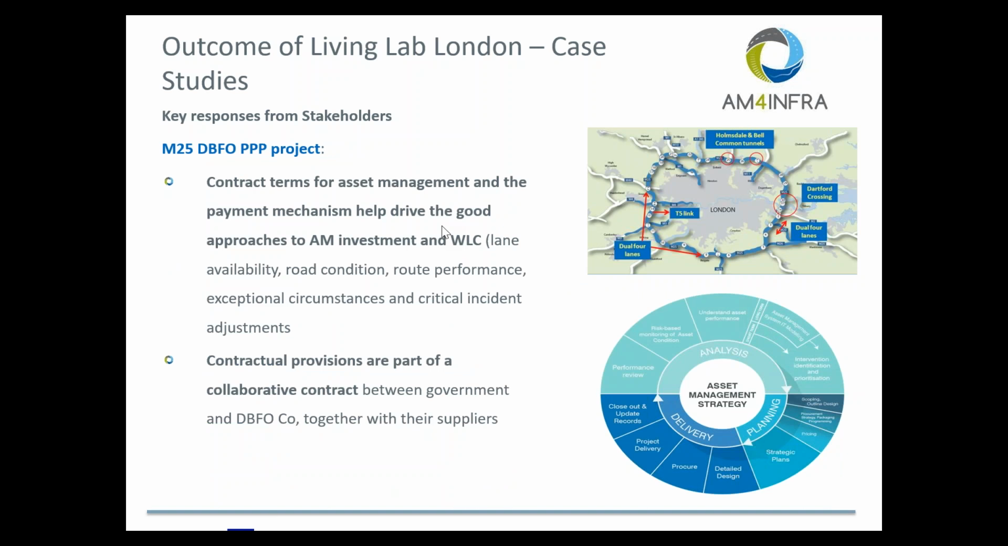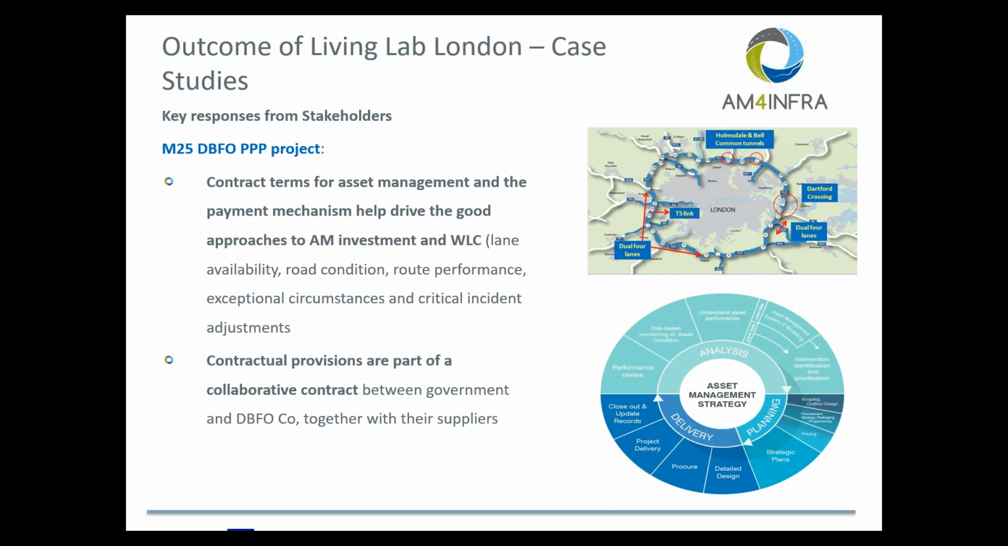Then we move on to a different form. So here we're looking at the M25, which is a design, build, finance, operate public and private partnership project. And here we see what the influence of a different contract type does. So with different contract terms, we have a different payment mechanism, we could help drive good approaches to asset management, investment, and whole life costs, as we're looking at a longer period and we're able to do more long-term asset management and maintenance works, renewals.